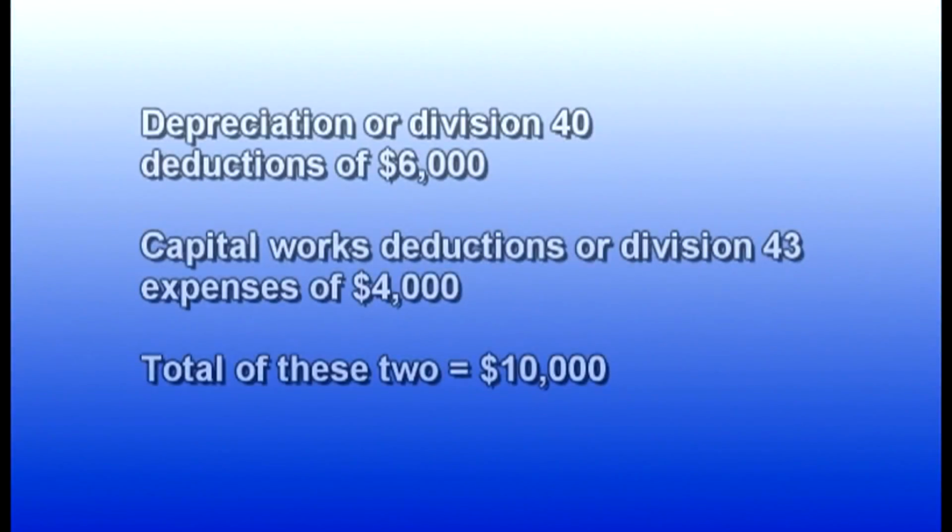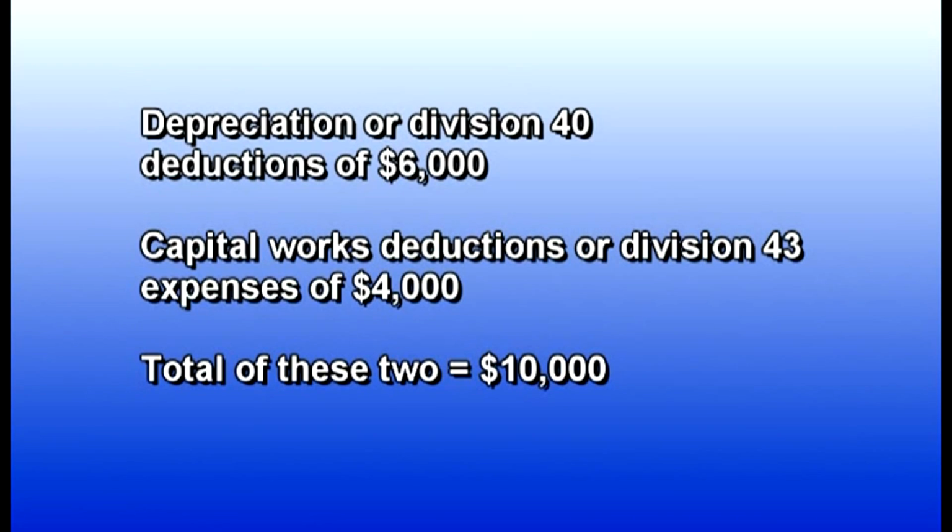In any case, for this example, we will say that these deductions are depreciation, or Division 40, deduction equals $6,000, and for capital works deductions, or Division 43 expenses, the deduction is $4,000. And the total of these two is $10,000. Now let's look at the full rental property schedule.